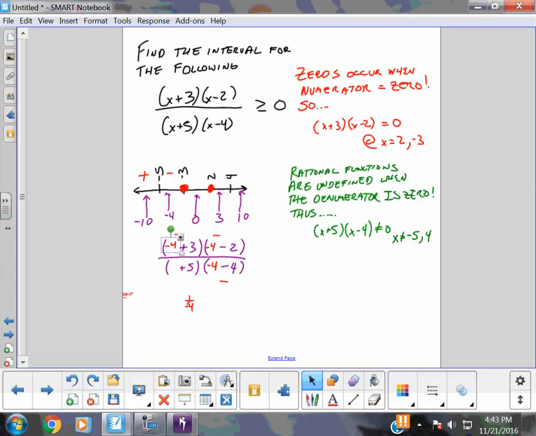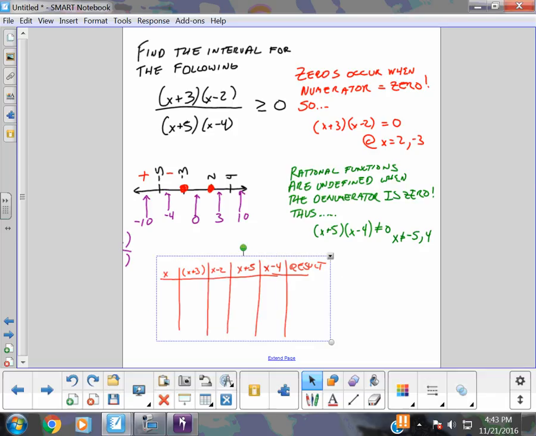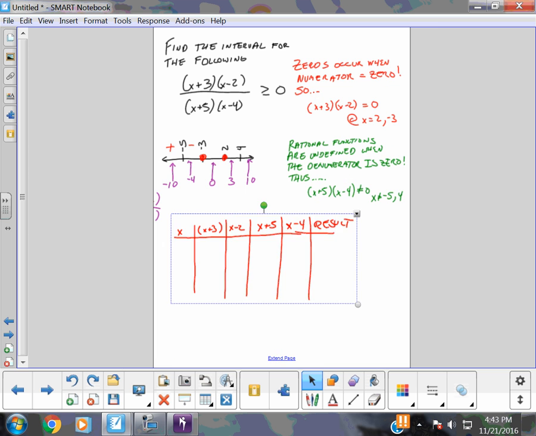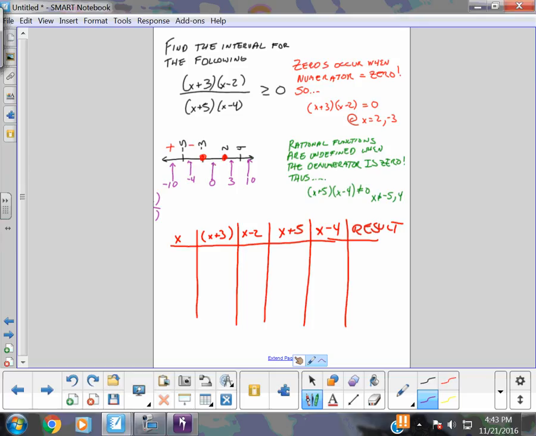But often, and in my classroom, I say I want a sign table, and that's S-I-G-N, sign. So I don't want this to happen. What I want to have happen is I want to do the factors independently. So we bring out a big sign box. And I write down the factors across the top: x plus 3, x minus 2, x plus 5, x minus 4. And I don't need the parentheses, so I can get rid of those and write x plus 3, nice and big.